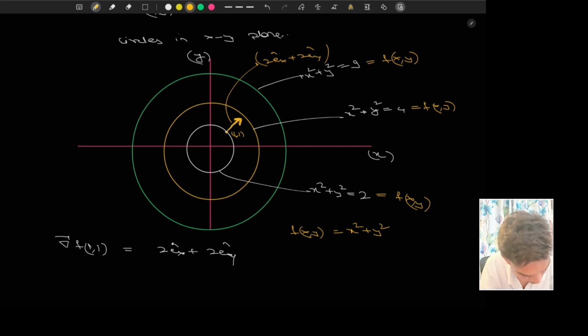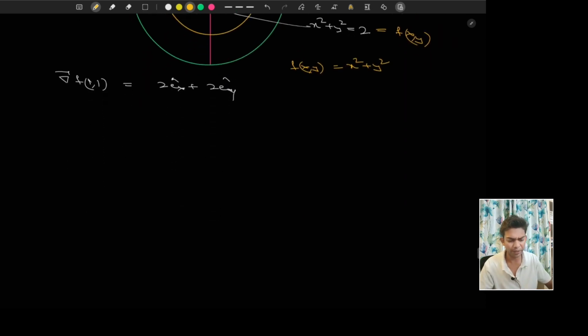So at (1, 1), I have drawn this arrow. What it means is that if I move along this particular direction, the gradient at this particular point (1, 1), in this direction my function is going to change maximum, and in the opposite direction my function is going to change minimum. So that's what gradient means.